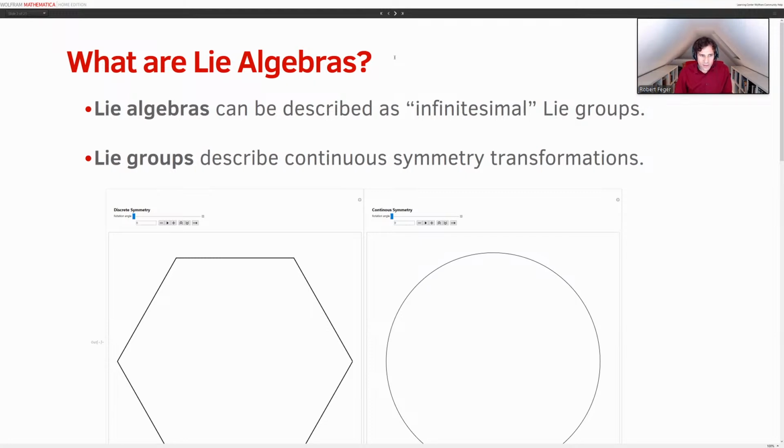So what are Lie groups? Lie groups describe continuous symmetry transformations. So when you have a symmetry and you do a transformation along the symmetry, nothing should change. I have here two examples.